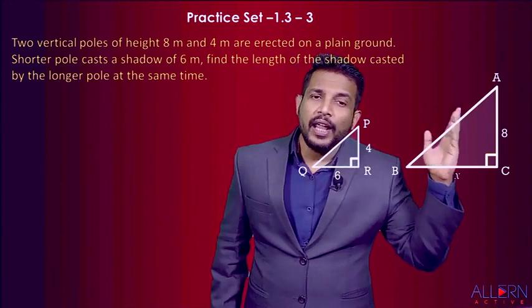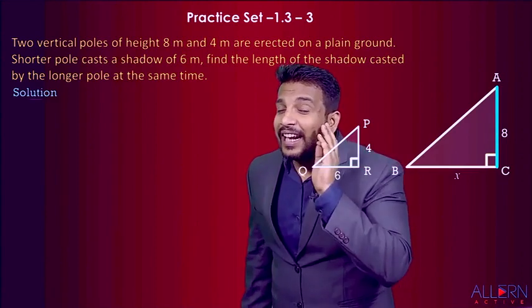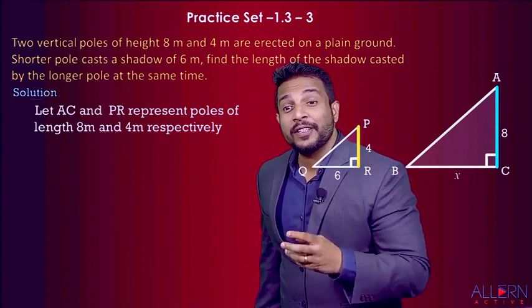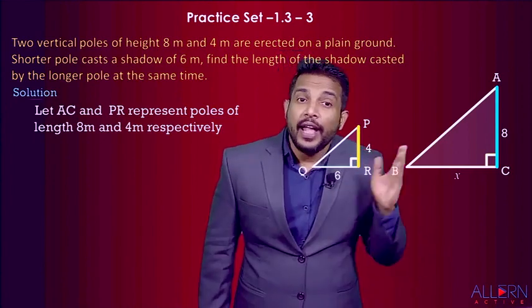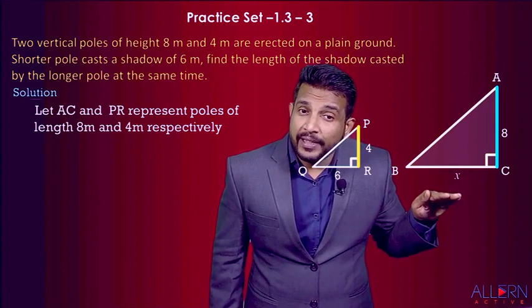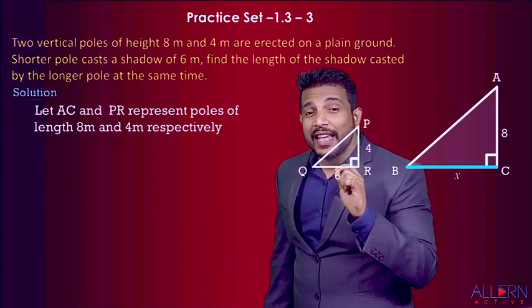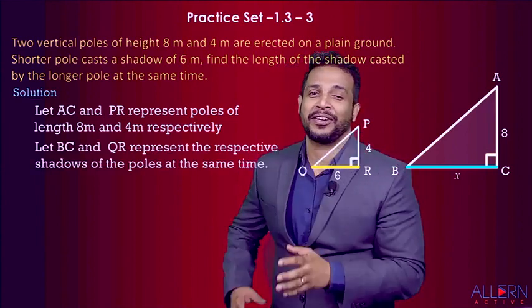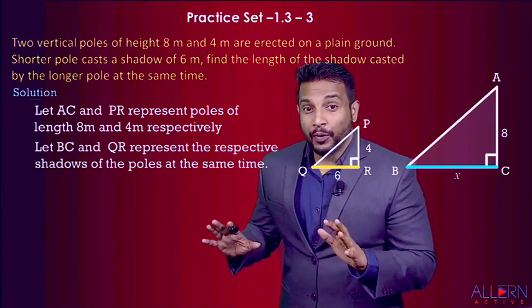Let's write it now. AC and PR, they are the two poles. So we write there very simply that AC and PR represent the poles of length 8 meter and 4 meter respectively. And now we have their respective shadows. BC is one and QR is the other one. So we write there BC and QR represent their respective shadows on the ground at the same time of the day. Beautiful. Now we complete.